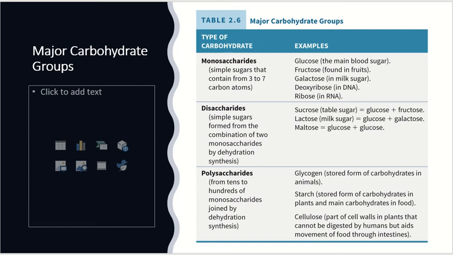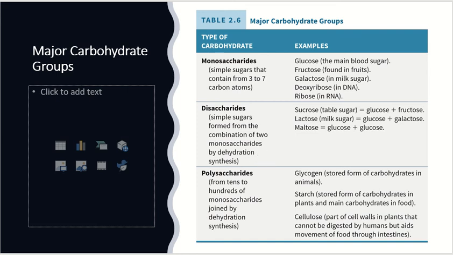These are simple sugars that are formed from the combination of 2 of these monosaccharides up here, and they're formed by this dehydration synthesis. Okay. So sucrose, like just regular old table sugar, like the stuff that you put in your coffee in the morning, probably, is a combination of glucose and fructose, and these 2 things come together via that dehydration synthesis.